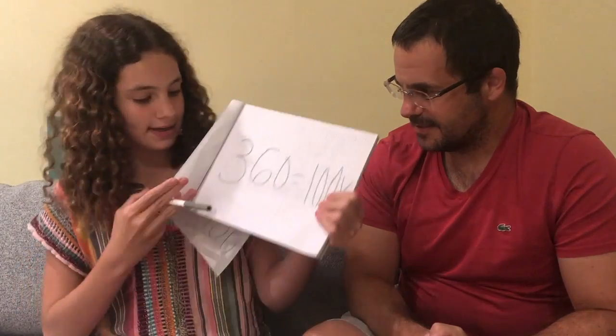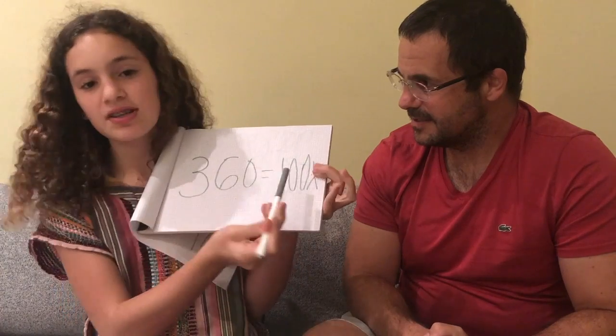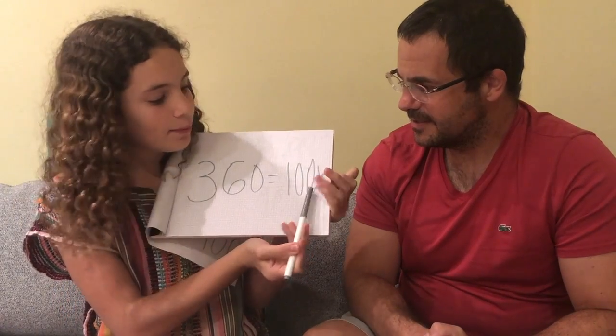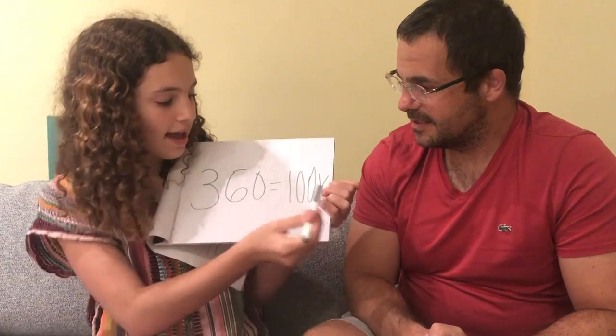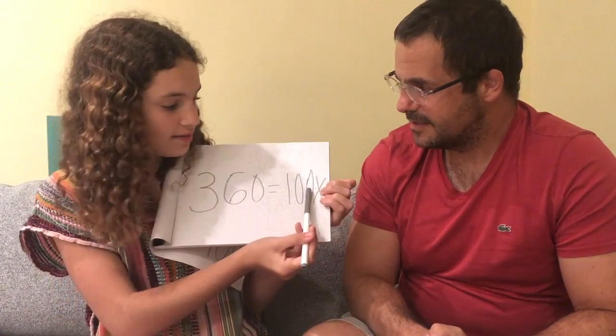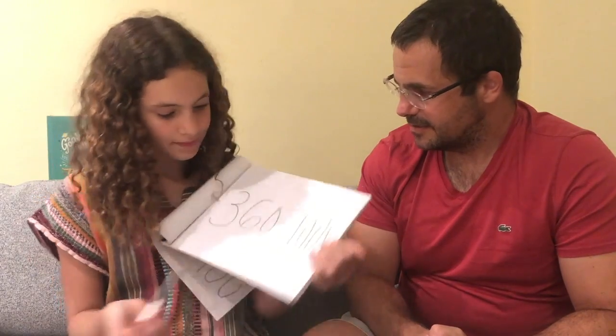With that, we get 360 equals 100x. But now we have to isolate the x. So we have to divide everything by 100. This divided by 100 and this divided by 100. With that, we get 3.6 equals x. But that is not all.